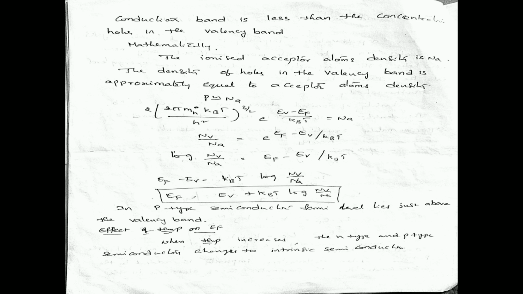From the above equation, we say that in p-type semiconductor, the Fermi level lies just above the valence band. What is the effect of temperature on the Fermi energy level? When temperature increases, the n-type and p-type semiconductors change to intrinsic semiconductor. This is the Fermi energy level in n-type and p-type semiconductor. Thank you.